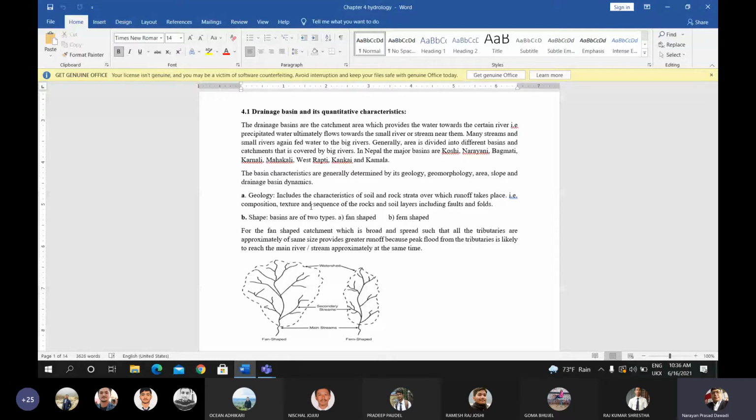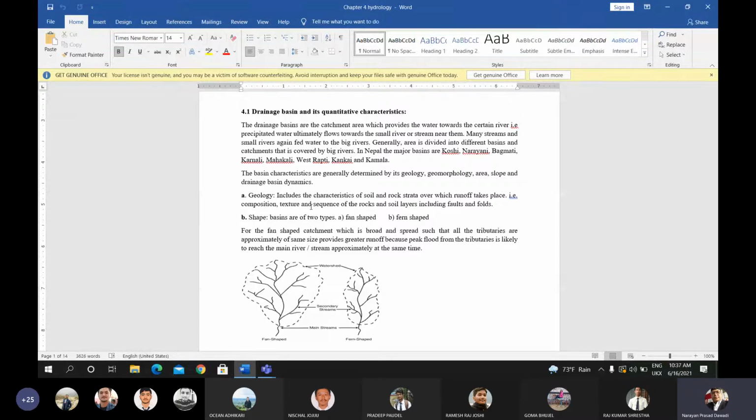And the basins are mainly considered by shape. According to the shape of the basin, the basin may be either a fan-shaped basin or a fern-shaped basin. The fan-shaped basin is very large and very broad, but the fern-shaped basin is very small, and it is lengthy in comparison to its width.